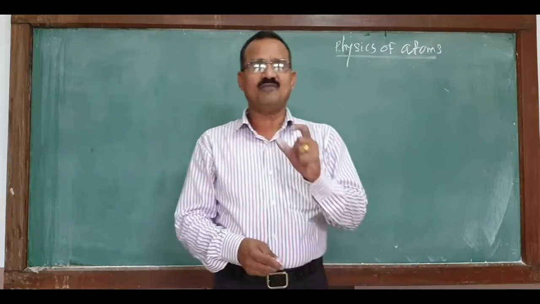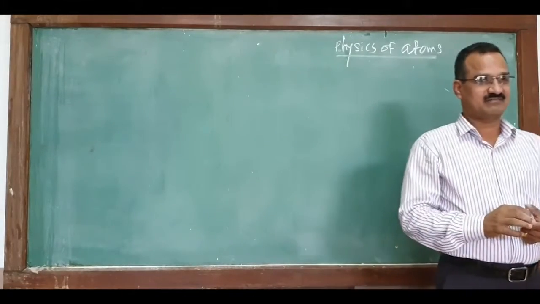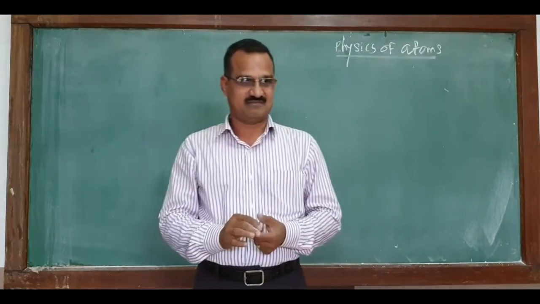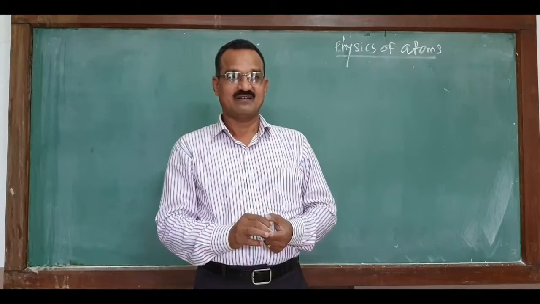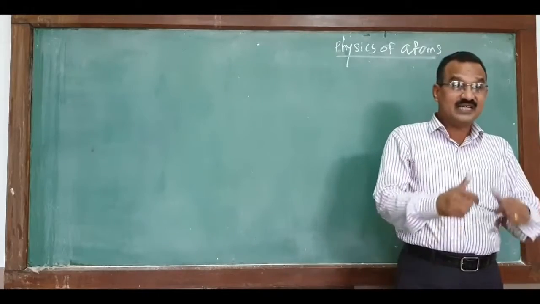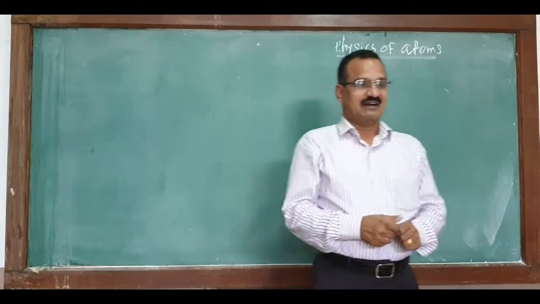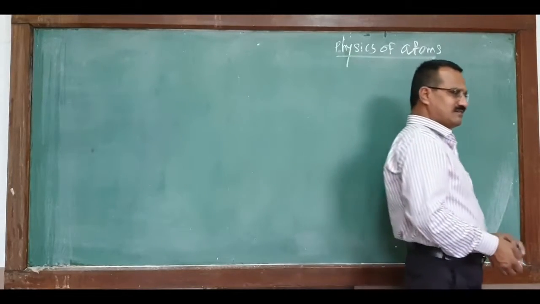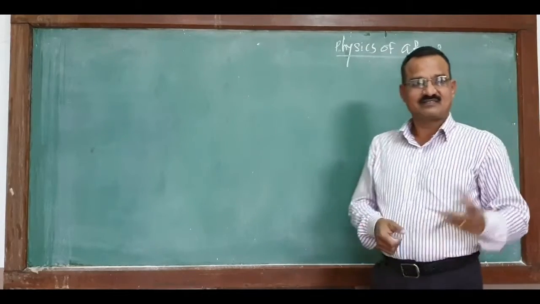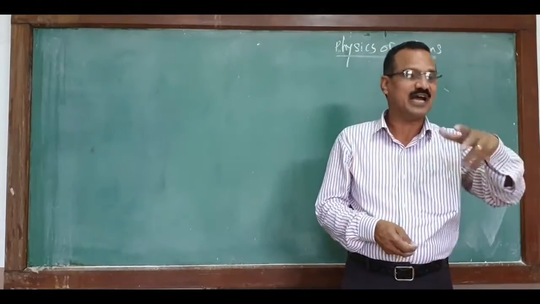Up to the end of 19th century, it was believed that atom is the smallest particle of an element. It is indivisible. It means that it cannot be further divided. And that's why a number of scientists tried to discover the internal structure of the atom.